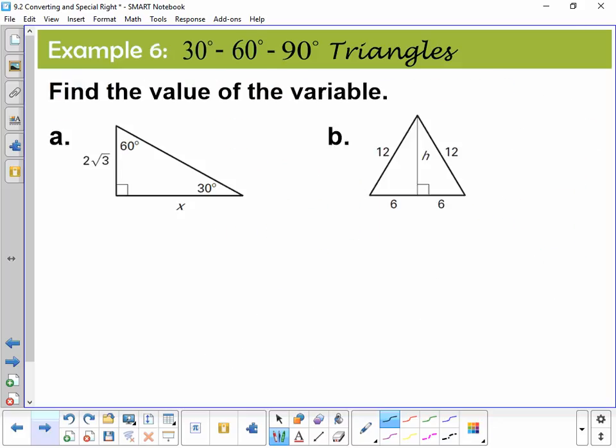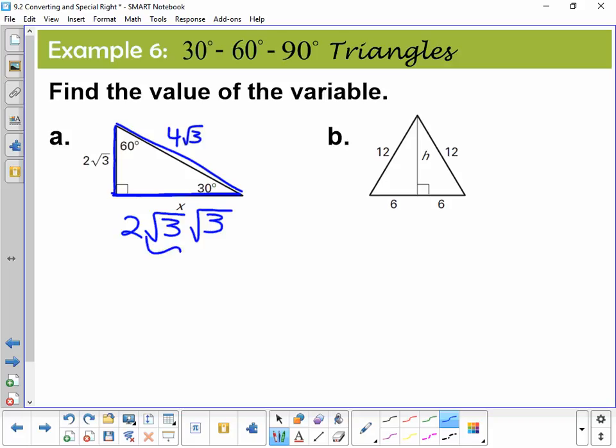Okay, another couple. Find the value of the variable. So in this first triangle, we're looking for the value of x. Well, we've got the short leg. The hypotenuse would be twice that, 4 root 3. The height of the triangle, or the long leg here, is going to be 2 root 3 times root 3. Well, root 3 times root 3 is 3. So this is the same as 2 times 3, which is 6.